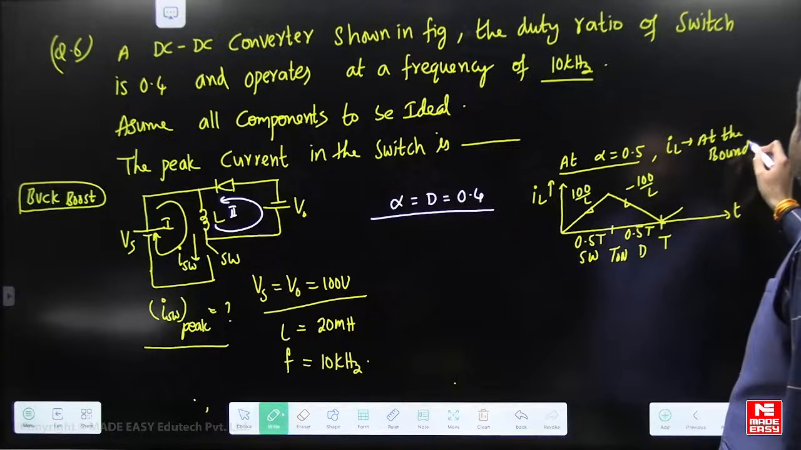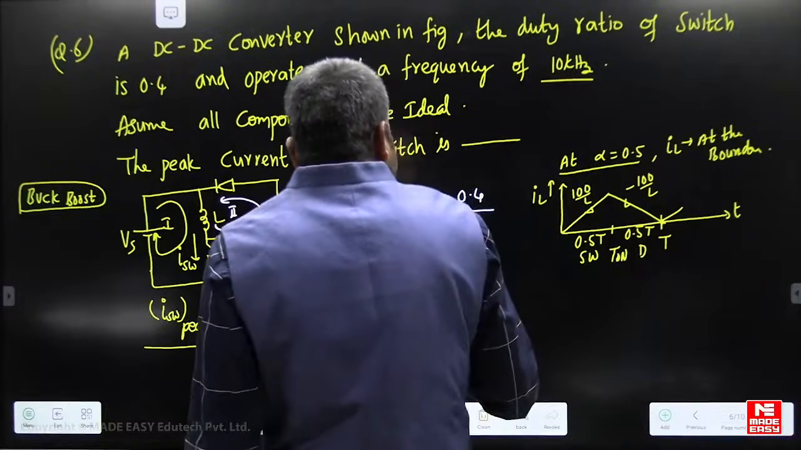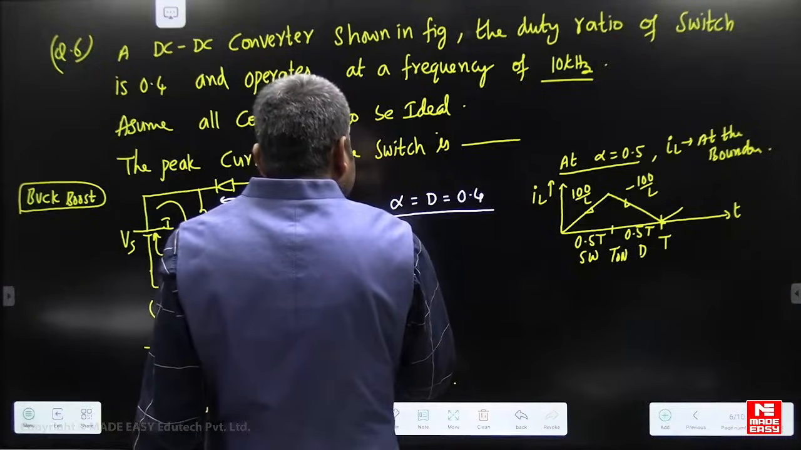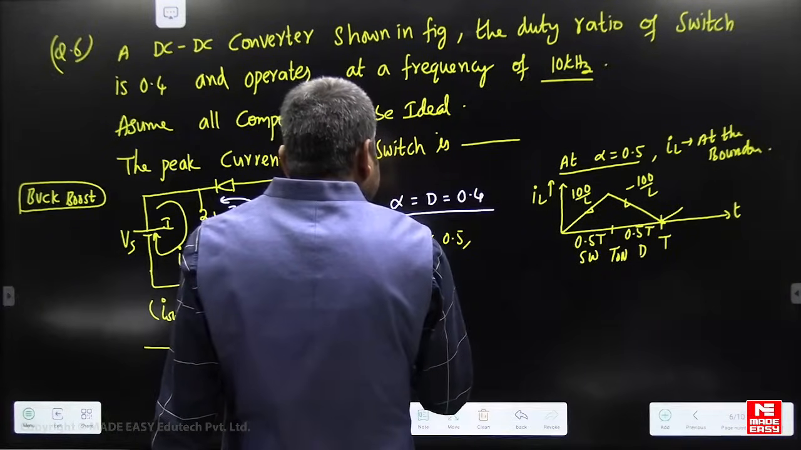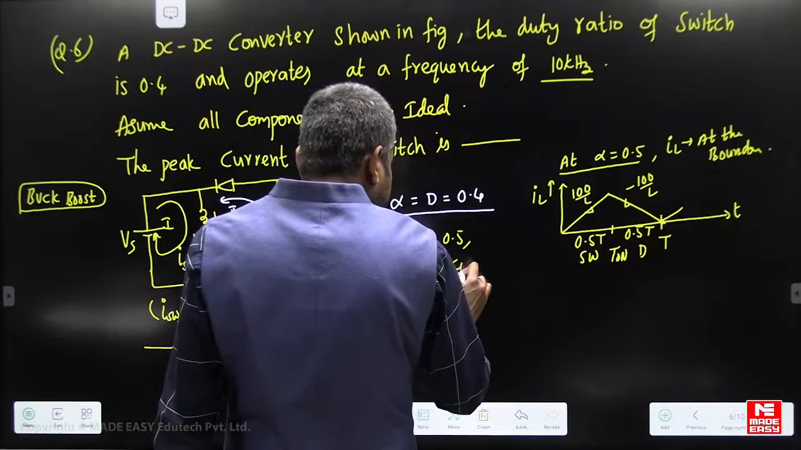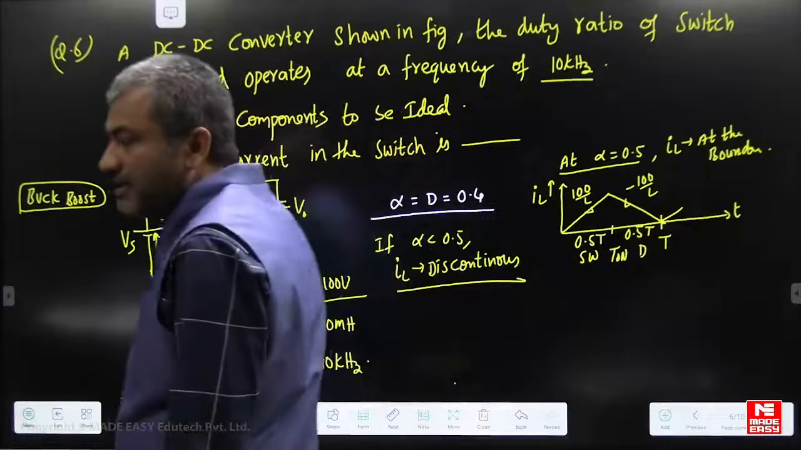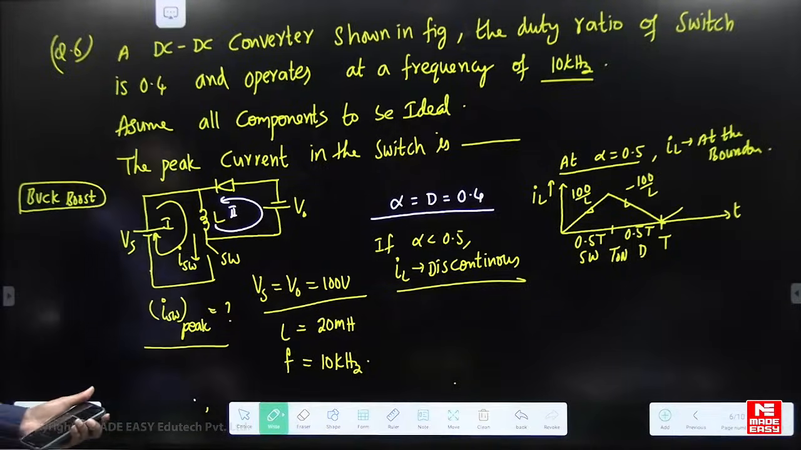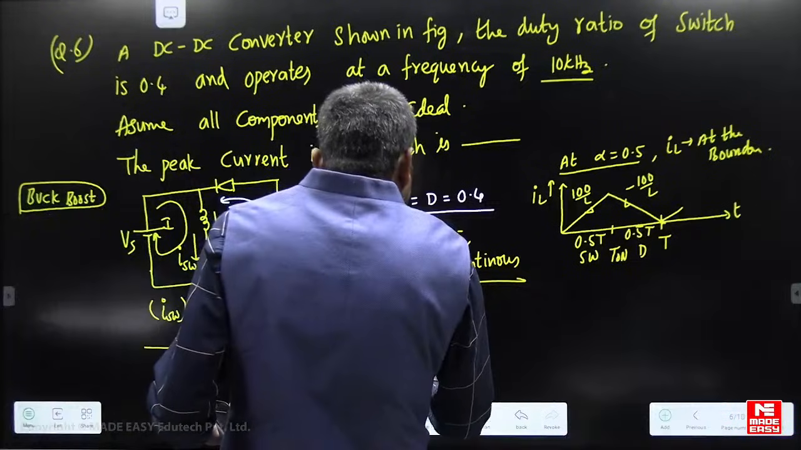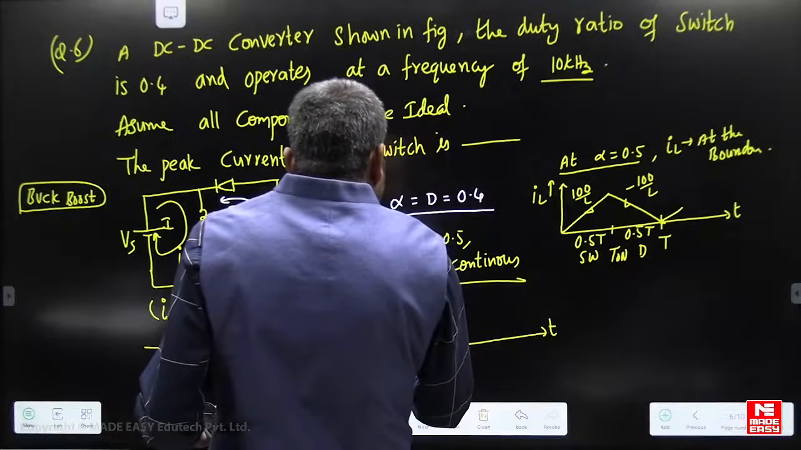So here alpha is less than 0.5. If alpha is less than 0.5, we get discontinuous conduction. So if alpha is lesser than 0.5, then the shape of IL is discontinuous. The concept is clear. Students should understand that the shape of IL is discontinuous conduction. Let me draw the waveform for IL when the duty ratio is 0.4.